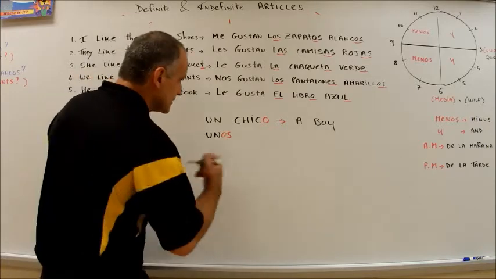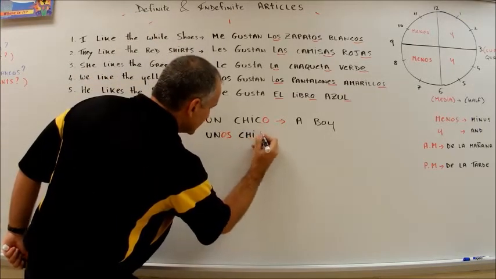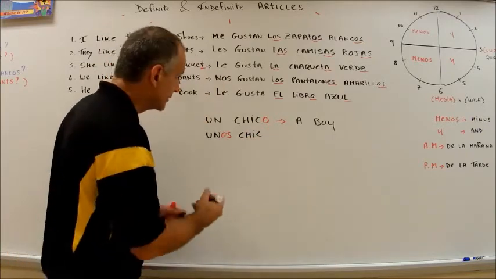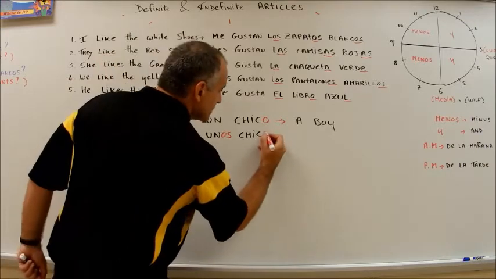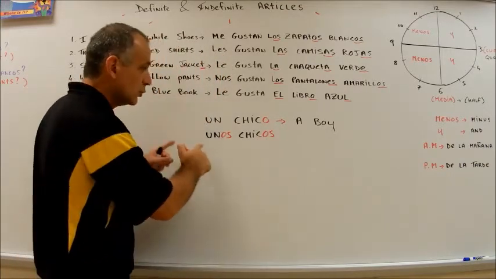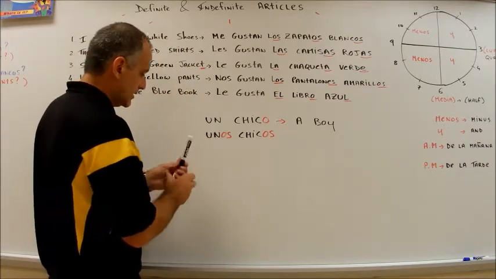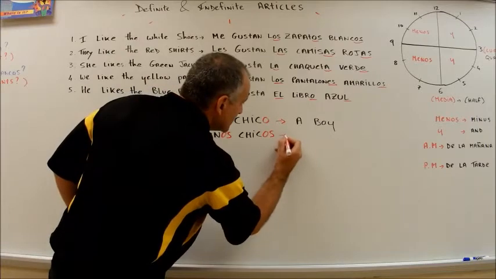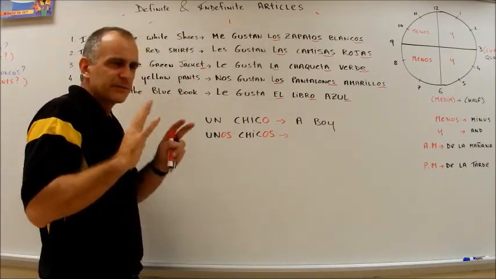Now, what we're saying here is some boys. How are you gonna do this? Well, simply, you take the noun, boy, and you're gonna add an S to it. And in Spanish it's gonna become chicos. So what you're saying here is unos chicos. You understand? Let me write down the translation for you, just so that you can see, you can clear your mind of any kind of confusion here.